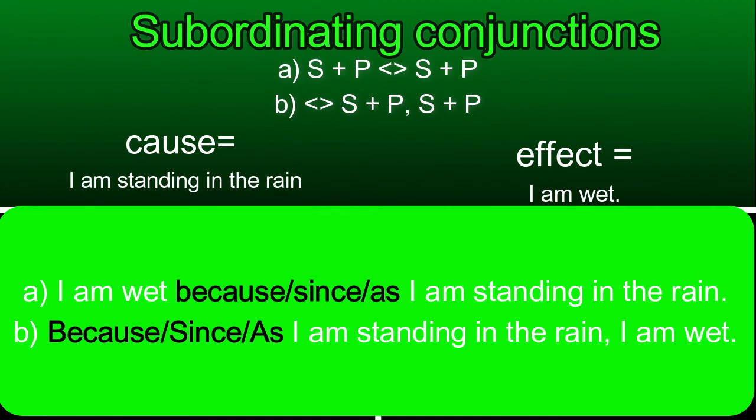Here you can see, I am wet because I am standing in the rain, or I am wet since I am standing in the rain, or as I'm standing in the rain. All of these are the correct order for using because, since, as. So you just use them the same way.